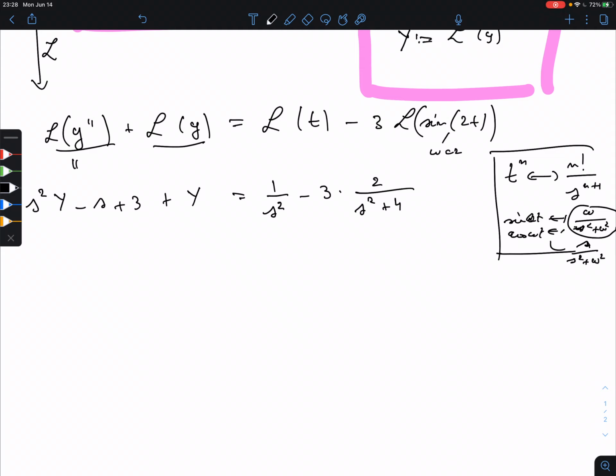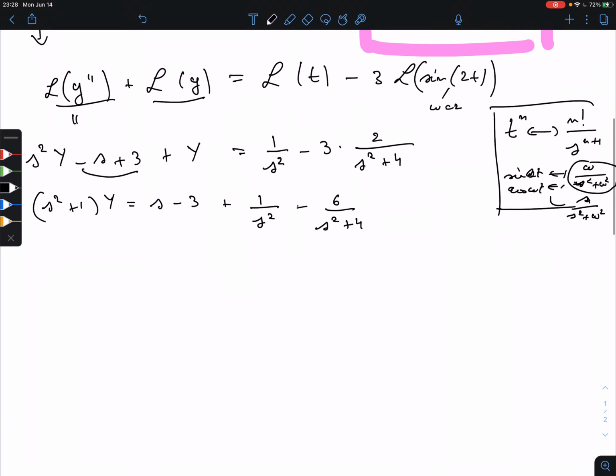capital Y. So we get s squared plus 1, capital Y, is equal to, now I bring these two to the right hand side, s minus 3 plus 1 over s squared minus 6 over s squared plus 4. And now we have to solve for Y here.